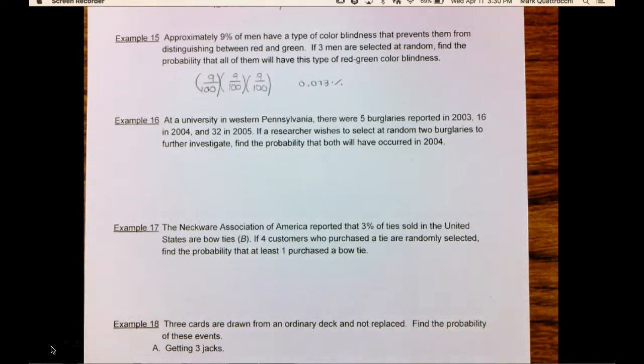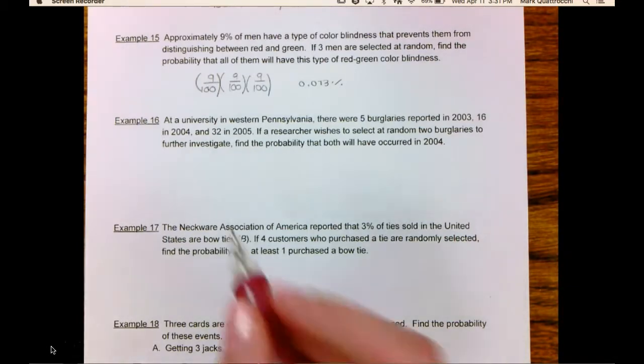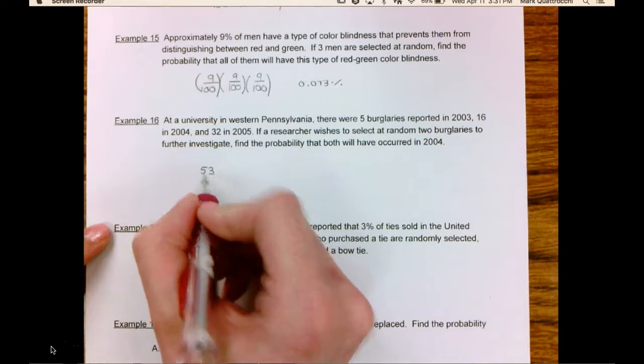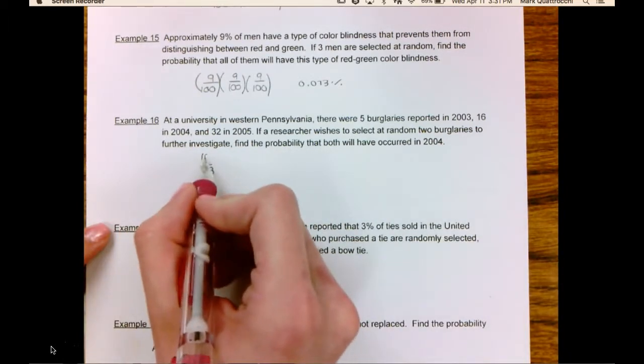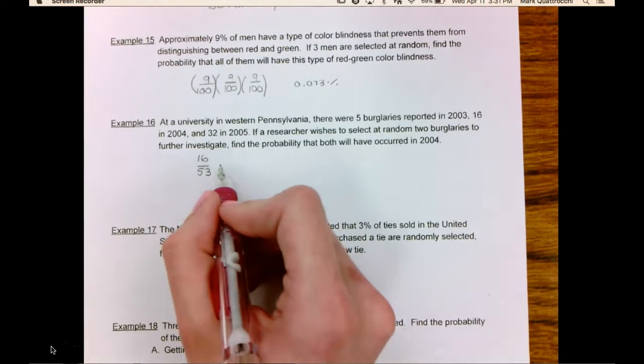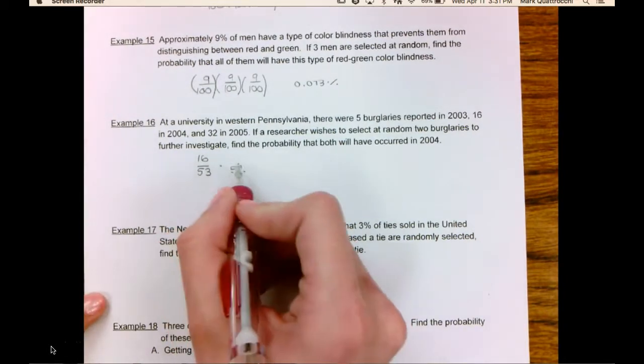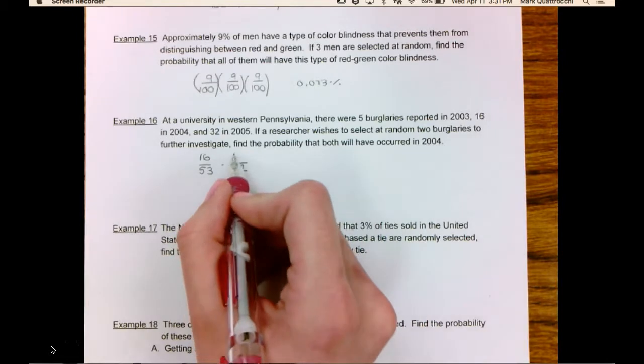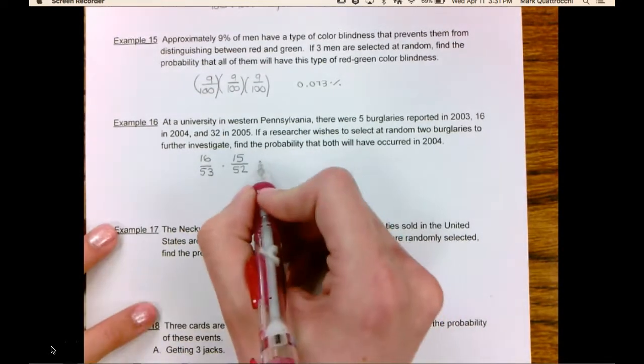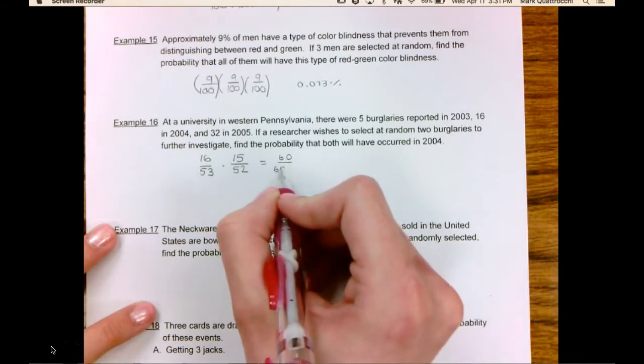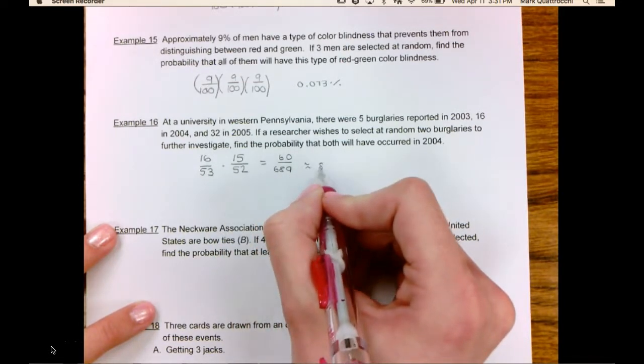At a university in western Pennsylvania, there were 5 burglaries reported in 2003, 16 in 2004, and 32 in 2005. If the researcher wishes to select at random 2 burglaries to further investigate, find the probability that both will have occurred in 2004. So in total, there were 53 burglaries, and 16 occurred in 2004. After this, there are 52 burglaries after the first one is selected, and 15 burglaries left in 2004. So 60 over 689 is about 8.7%.